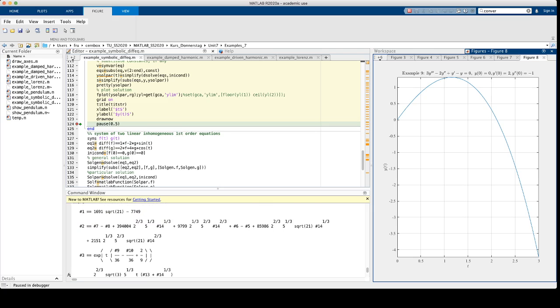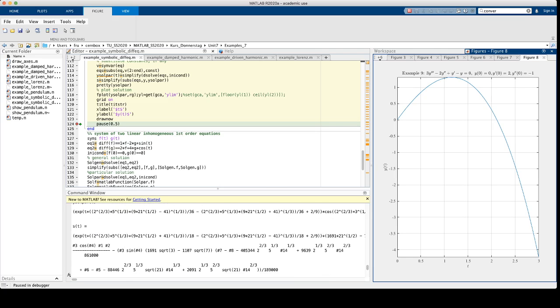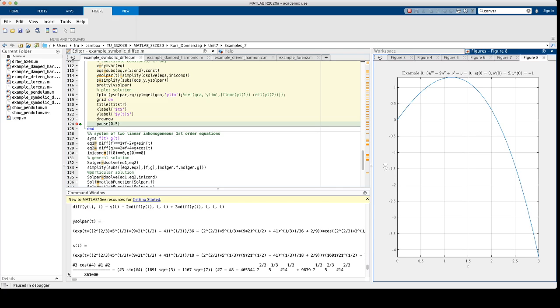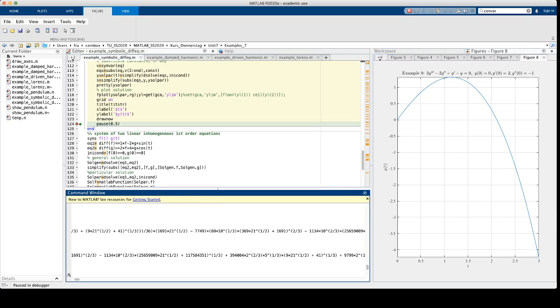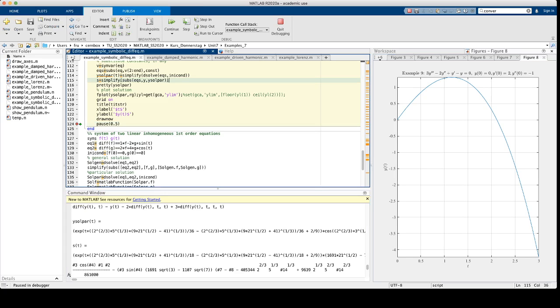So the solution is pretty complex. If we display it as a symbolic function, it's quite long. Okay, next example.